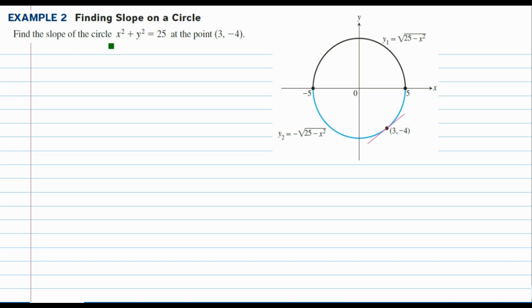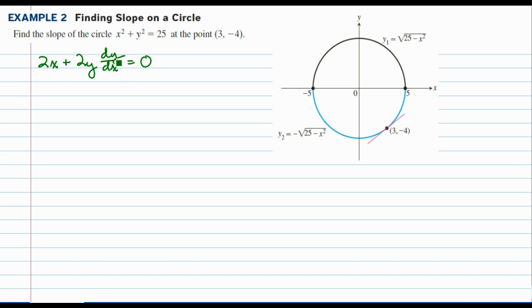So we'll take the derivative. The derivative of x squared is 2x. The derivative of y squared is 2y. Now, unlike dx/dx that cancels out, dy/dx does not. And the derivative of 25 is 0.